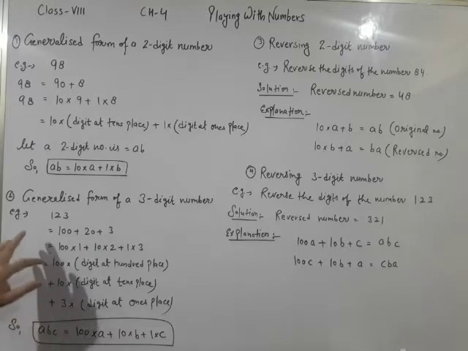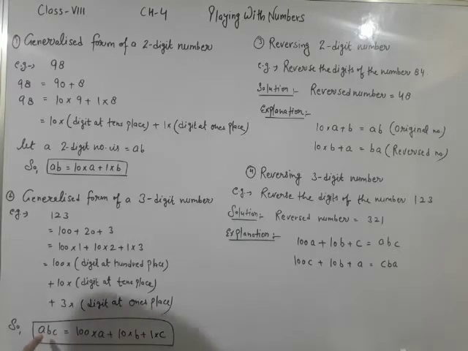Therefore, in general, if we have a 3-digit number in the form ABC, we will write it as A multiplied by the place value of A, and the place value of A is 100. So 100 multiplied by A, then plus B multiplied by the place value of B, and the place value of B is 10. So 10 multiplied by B plus C multiplied by 1, because the place value of C is 1.